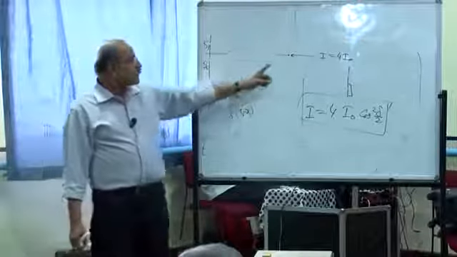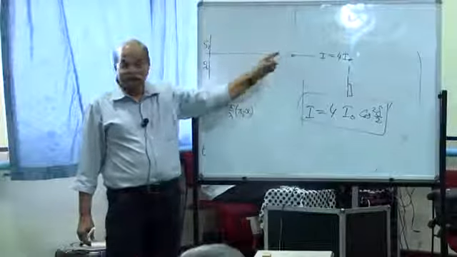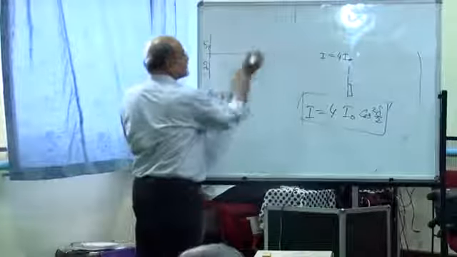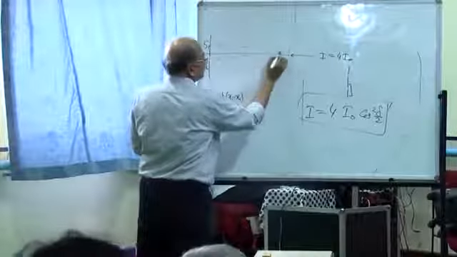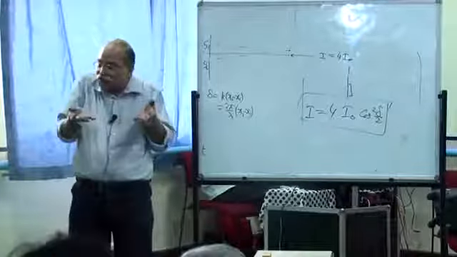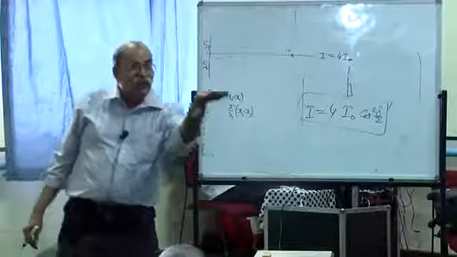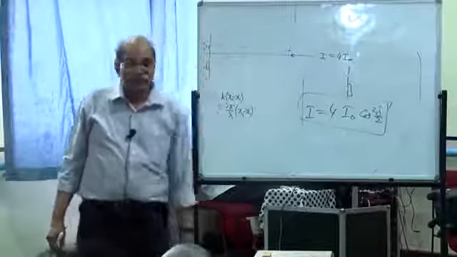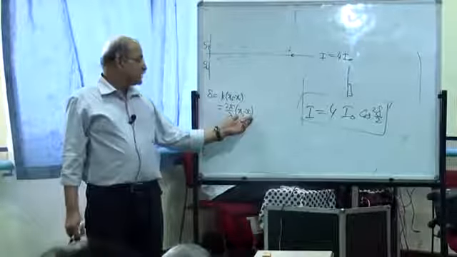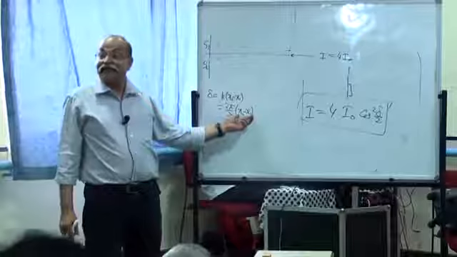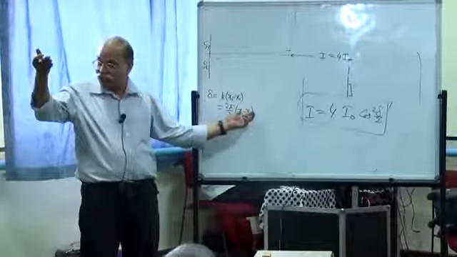As you look at the points which are away from the central point on the screen, the difference between S1 and S2 will start appearing. It was 0 at the central point, but now it will increase slowly, continuously as you go up. At a certain point, this x2 minus x1 will become lambda by 2. It's continuously increasing from 0.